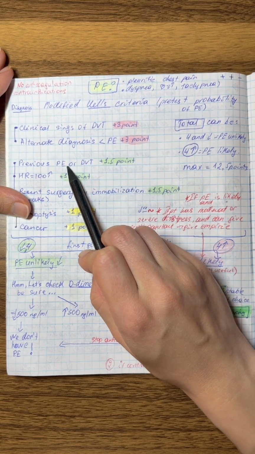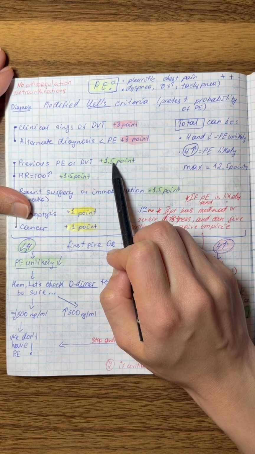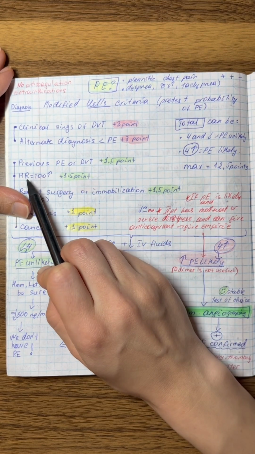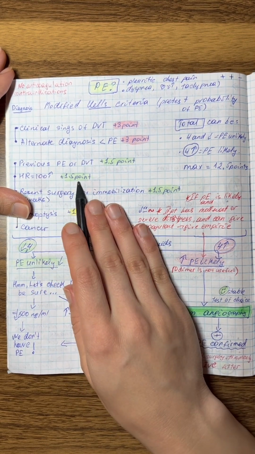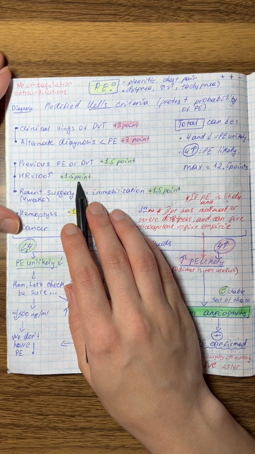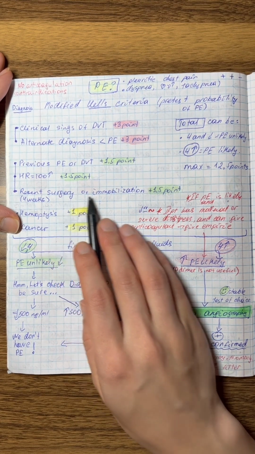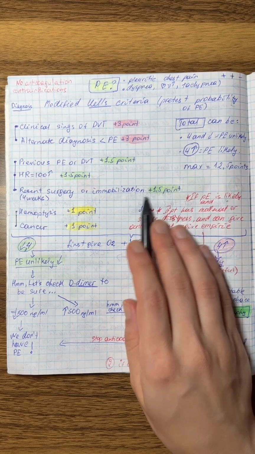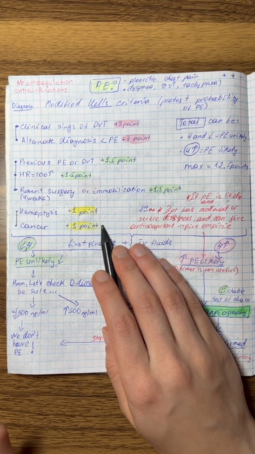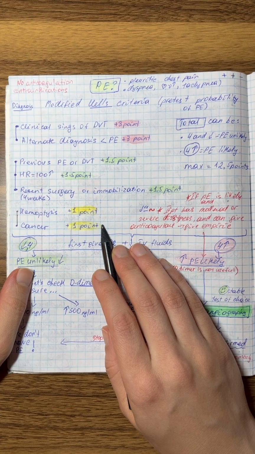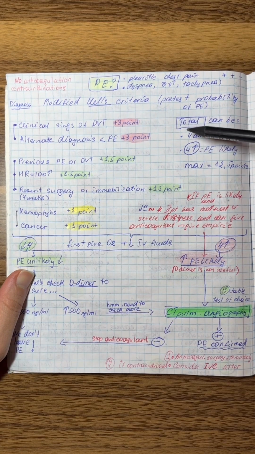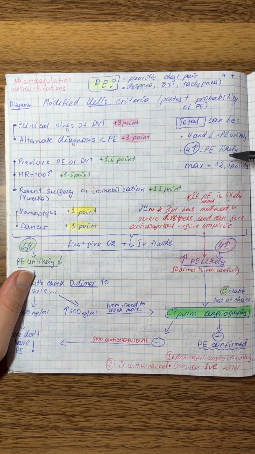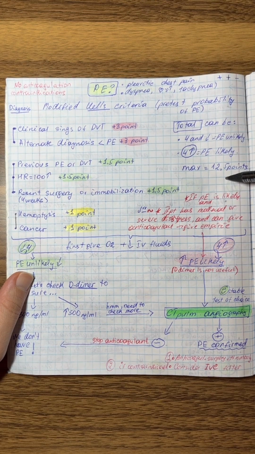Previous pulmonary embolism or DVT, 1.5 points. If the heart rate is more than 100, again we will add 1.5 points. If the patient had recent surgery, approximately within 4 weeks, or immobilization, we will add 1.5 points. Hemoptysis is 1 point and cancer is 1 point. If the total is 4 or less, PE is unlikely, and more than 4, PE is likely. Maximum is 12.5 points.